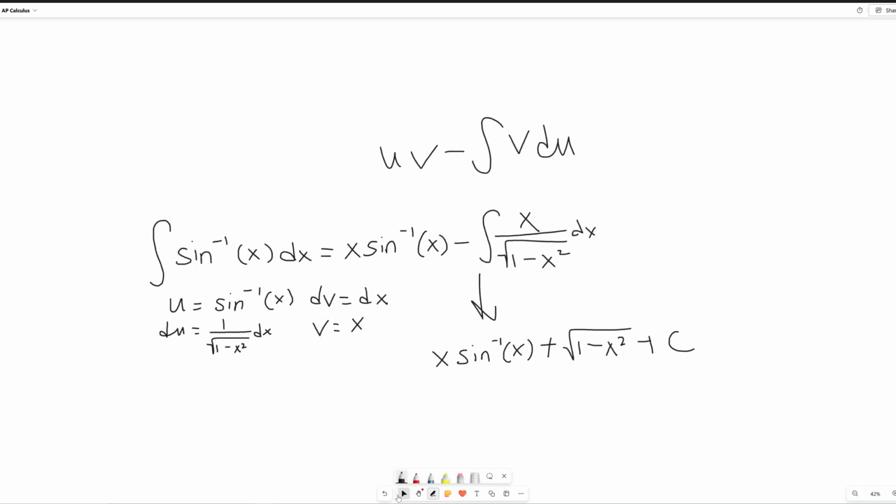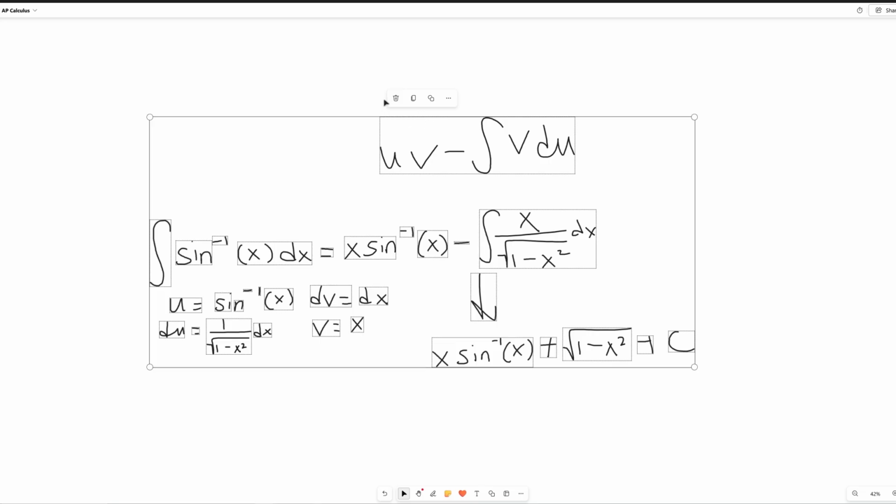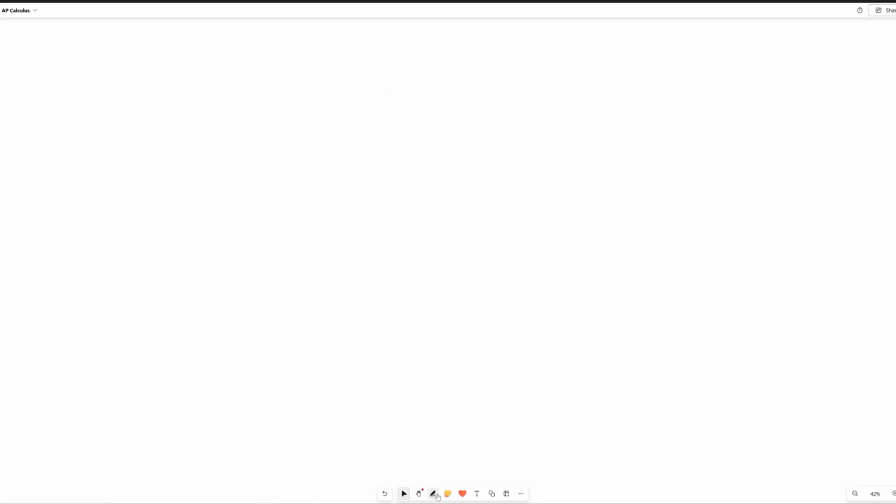Alright, so there's one more problem I'm going to do, which is a long one, and it is nightmarish for BC students, which is e to the x cosine of x. This is a classic problem. This has been given on the AP test before, and it is never fun.